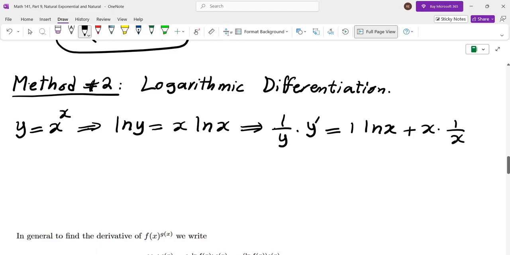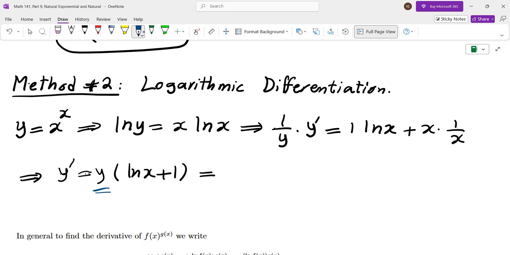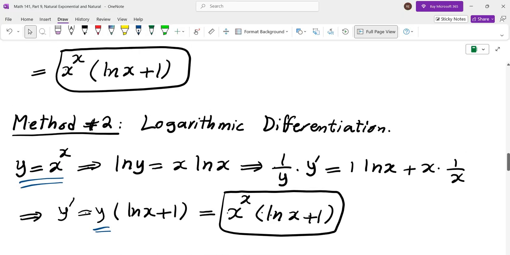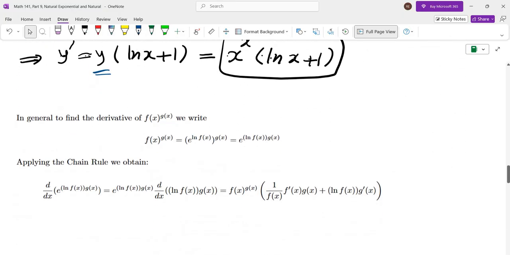Next, we are going to multiply by y. We get y prime equals y times natural log of x plus 1. And once we plug back x to the power of x, because y is x to the power of x, we get x to the power of x times natural log of x plus 1. This is the derivative of x to the power of x. And that's exactly what we got before.